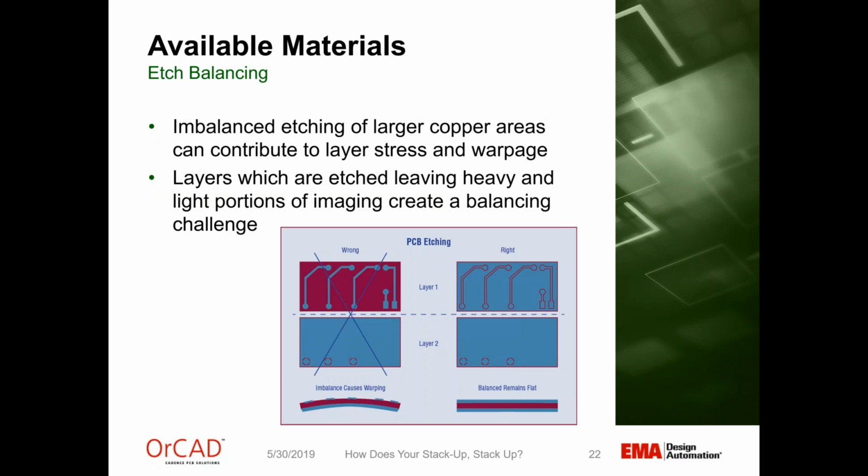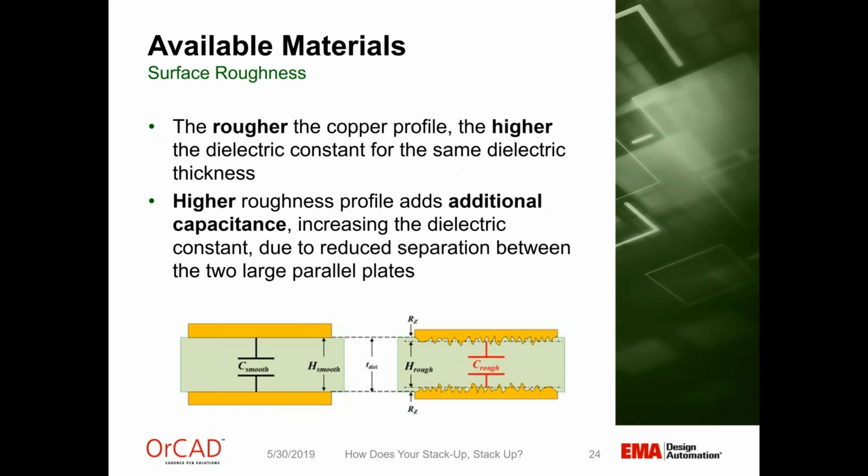In this case, we see layer 1 in the upper left-hand corner where it's all etched away except for the traces themselves. The correct way of doing that for balancing sake is to leave the copper on, just etch the outside of the traces so that they're isolated, but leave the remainder of the copper on there. And that's normally a good idea anyway for grounding and shielding. It normally doesn't hurt too much.